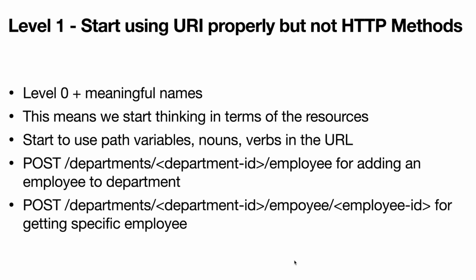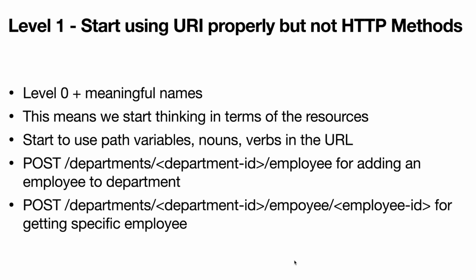Now we are on level 1, where we start using the URI properly but not the HTTP methods. Yes, we are improving in this level. Now we start to put our thoughts on how we should map our resources. We put together the URL with nouns, with path variables, but still not utilizing the HTTP methods. Let's pull a list of employees for our department and see how we modify the existing ones in this level.